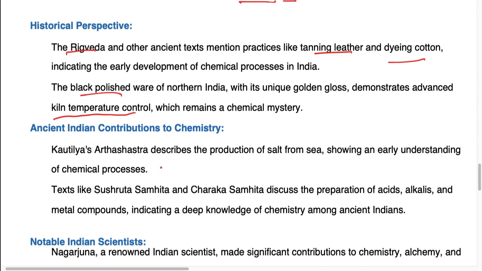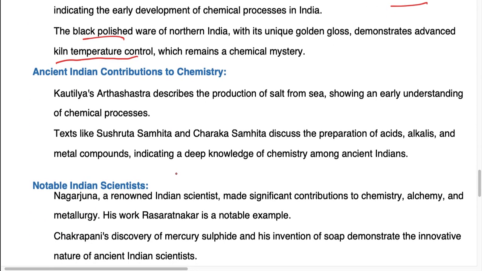Ancient Indian contribution to chemistry. Let's see what our ancient Indians contributed to chemistry.